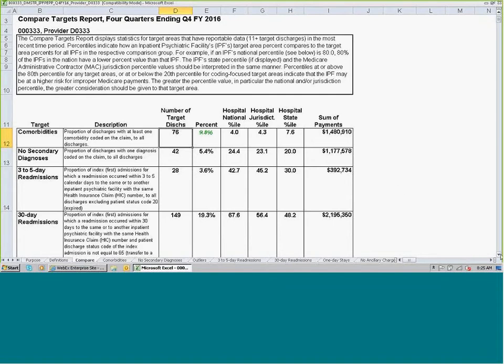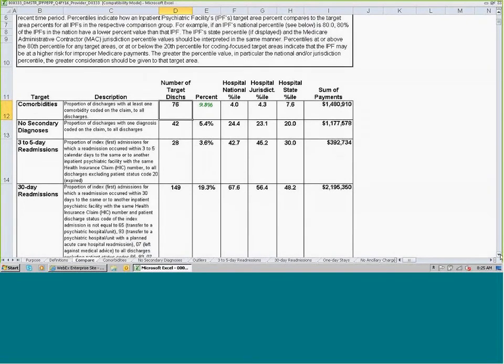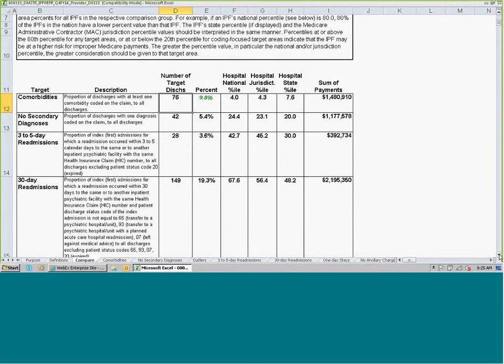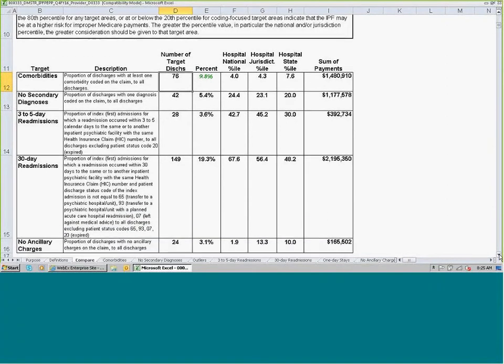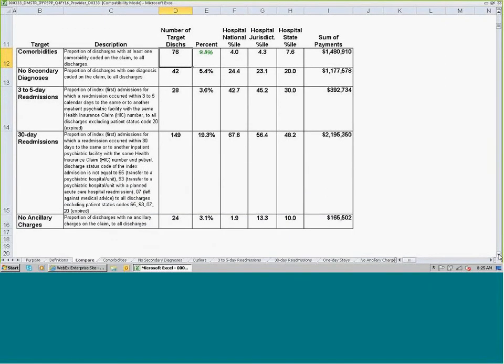So as we look at this particular targets report, we can see that for this IPF, none of their national percentiles are greater than or equal to 80. So we don't see any target areas here in which our IPF is a high outlier.